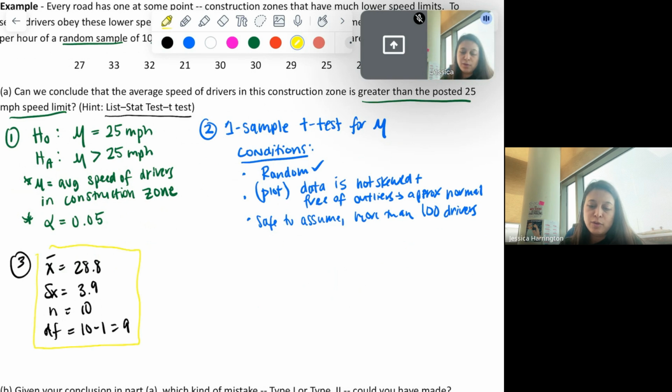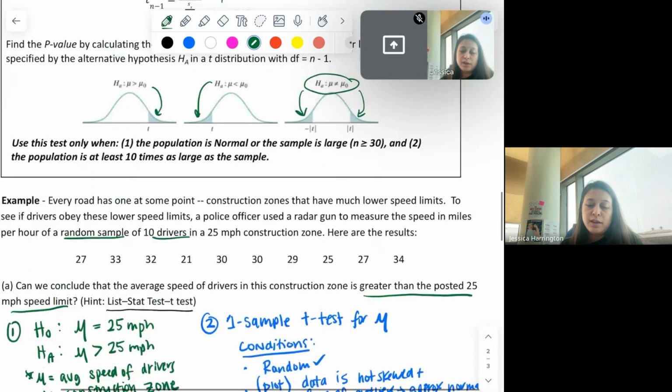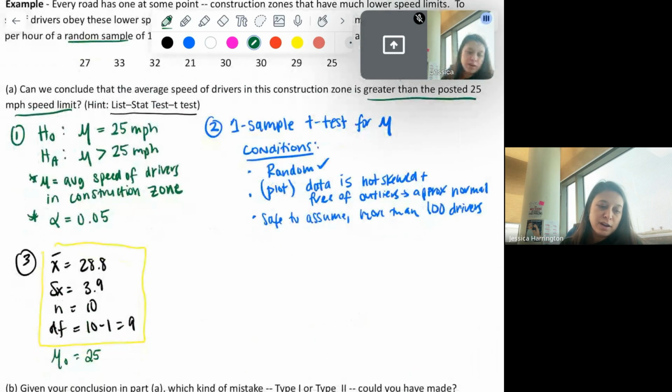Plus, it will also ask you for mu sub naught, which you need to know is 25, right? That's the thing from above that they've told us. And you'll also have to put in which test we're doing, right? Are we doing mu is greater than mu naught, mu is less than mu naught, or mu is not equal to mu naught? So for this one, we are doing that mu is greater, so that the actual is greater than the posted. So are people actually going faster than 25 miles per hour? So you need to select that test. And then when you put that in there, right, you're going to get a number out.